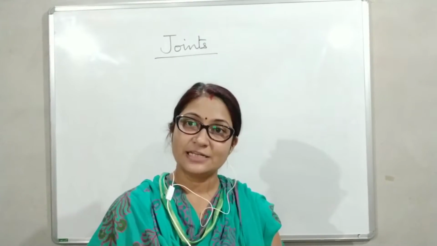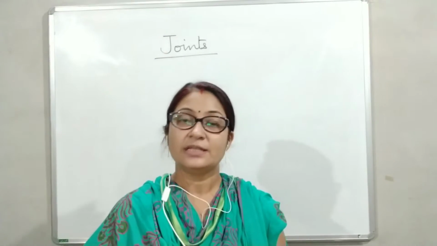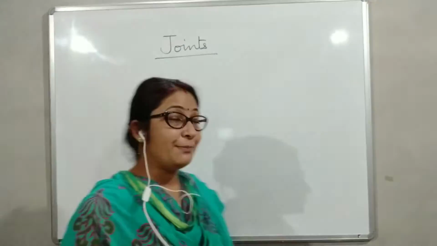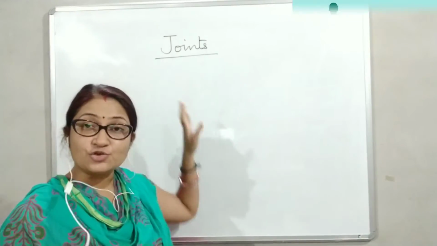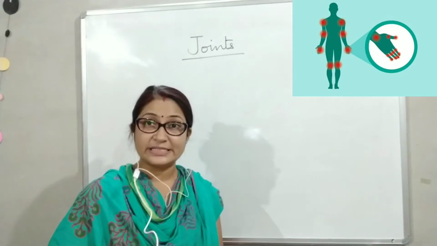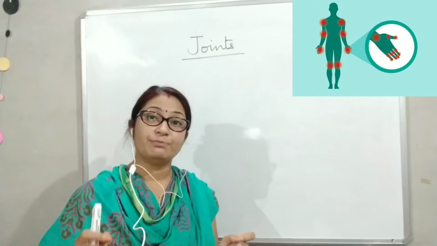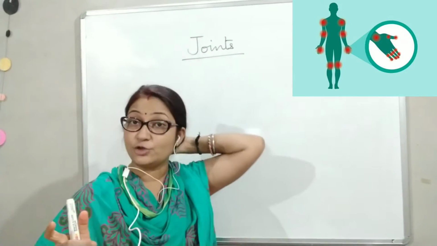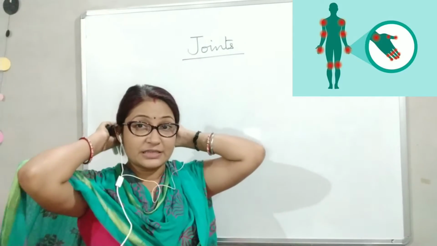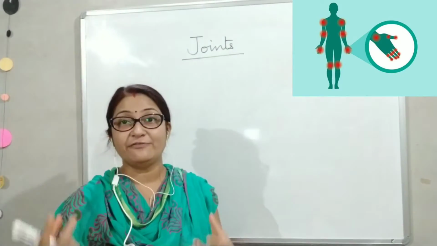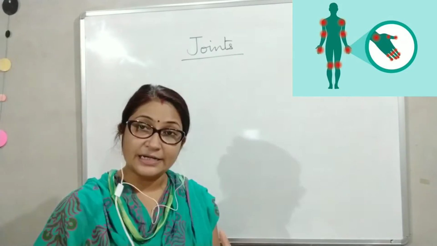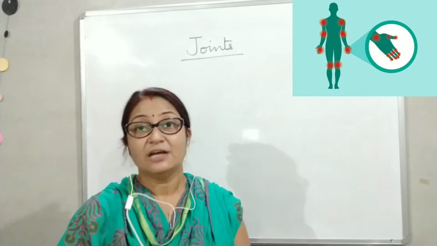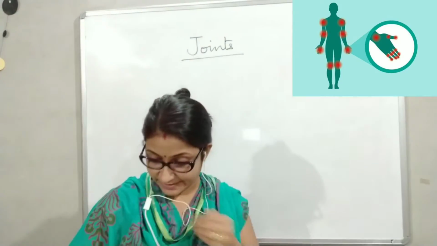So children, last time we have already learnt about the various parts of a human skeleton. Now let us learn about the joints. Joints are the parts by which the different bones are connected to one another. The movement in the bones is also possible with the help of these joints.